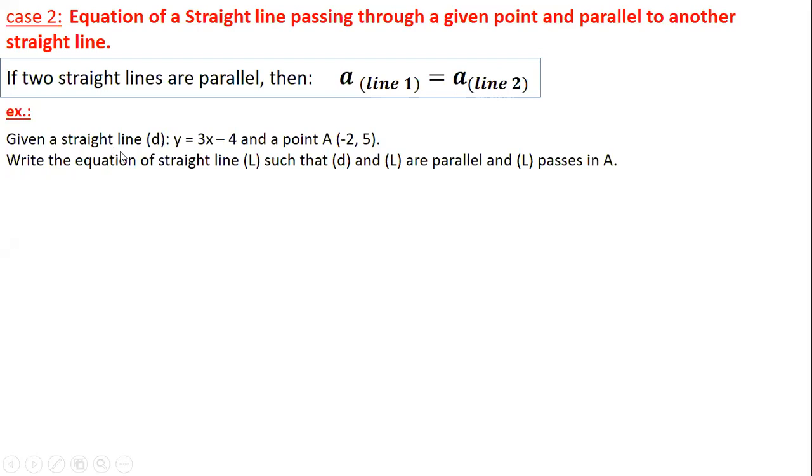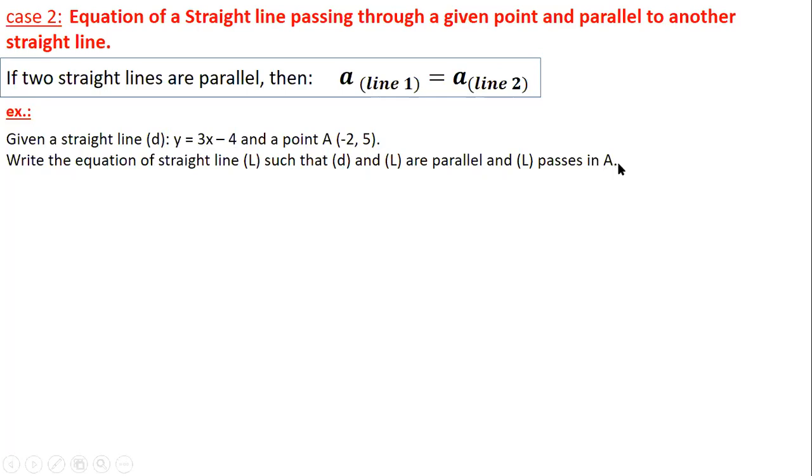Yes, miss. Now we will solve an example together. Given a straight line D of equation y equals 3x minus 4, and a point A which is (-2, 5). What's the question here? We should write the equation of a straight line L, the line whose equation I'm finding, such that line D and line L are parallel. So line D is parallel to line L and line L passes through A.